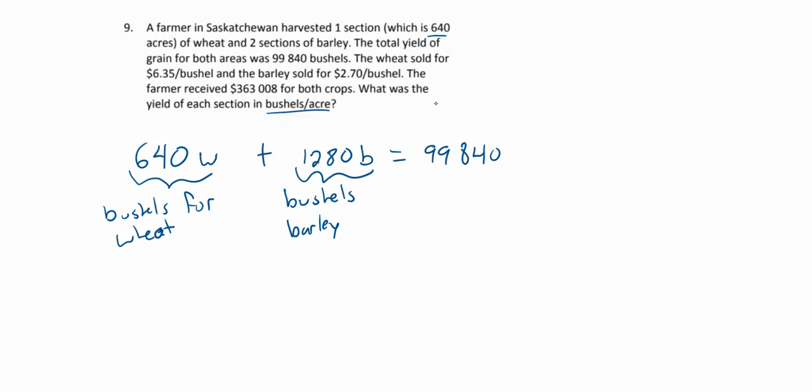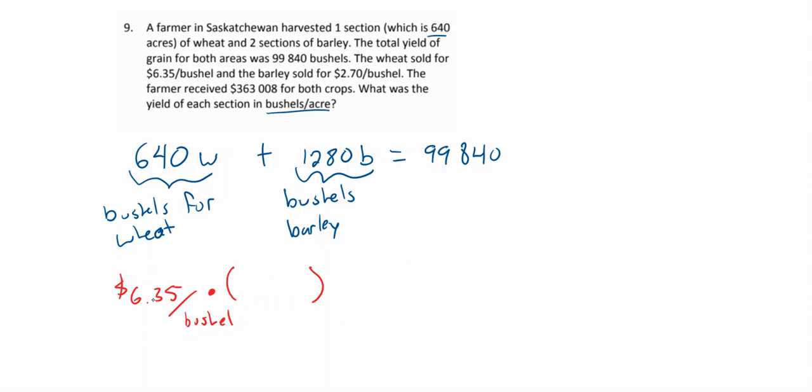So now the second part here says that the wheat sold for $6.35 per bushel. Here, let's do this in a different color. All right, so per bushel, I'm going to have to multiply that by something here. Really, what I'm going to have to multiply it by is the number of bushels, because I want this thing to be a dollar value, right?